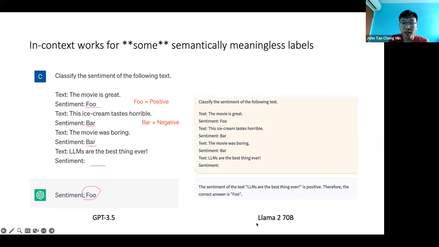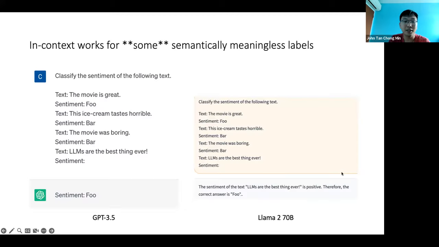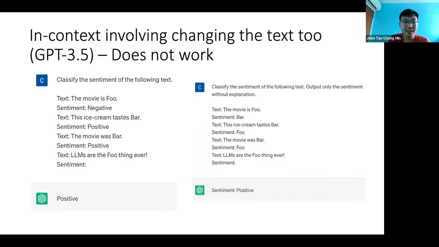Let's see Llama 2, all right? Llama 2, the most hyped up open source model. Yeah, you got it right. So great job, Llama 2. Llama 2 is actually not too bad for this kind of stuff. All right, so it works. Yeah, I randomly map some tokens and it still works. Okay, this is in line with what this paper has said. This is what makes in-context learning work. This is in line with the findings from here. Okay, but people haven't perturbed it as much as I have. So let's take a look at what I did next.